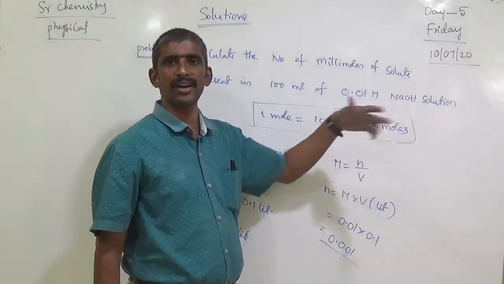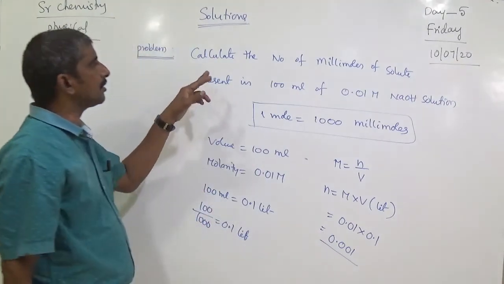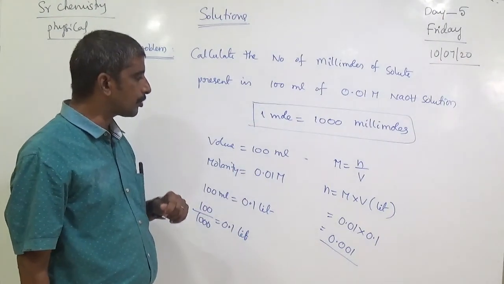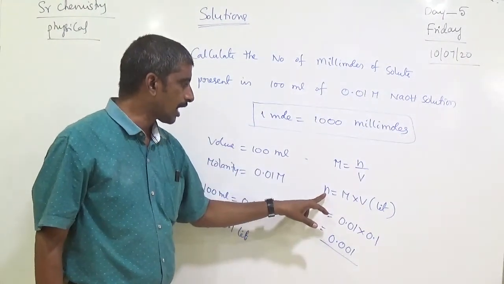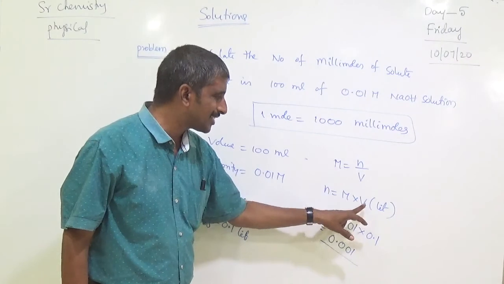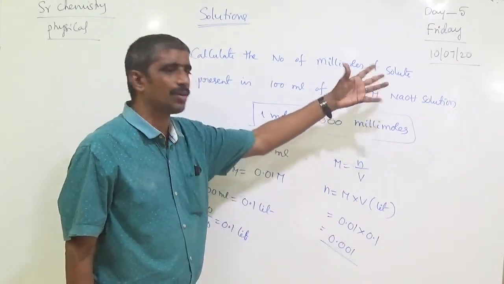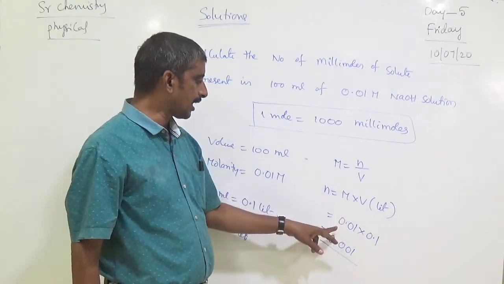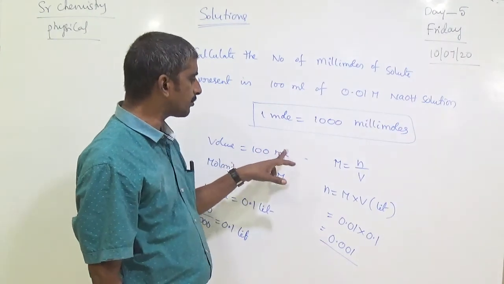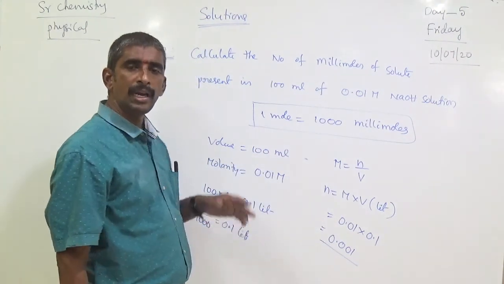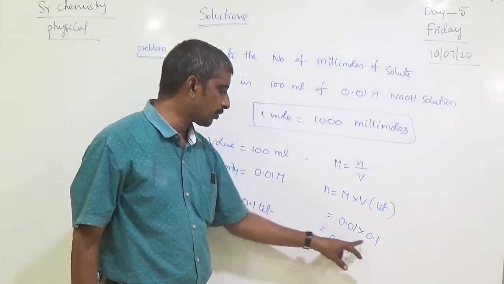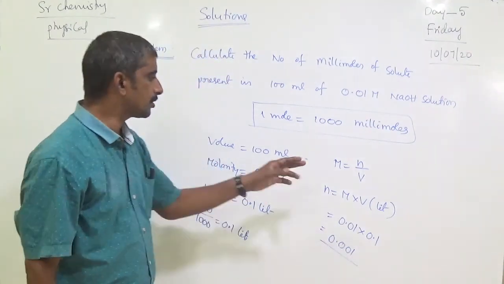In this case, the sodium hydroxide molecular weight is not needed. They asked for the number of millimoles, but I calculated only moles. Molarity equals N by V, where N is the number of moles. Number of moles equals molarity into volume, with volume in liters. Shortcut formula: molarity is 0.01, volume 100 ml converted to liters by dividing by 1000 is 0.1. So 0.01 into 0.1 is 0.001 moles.